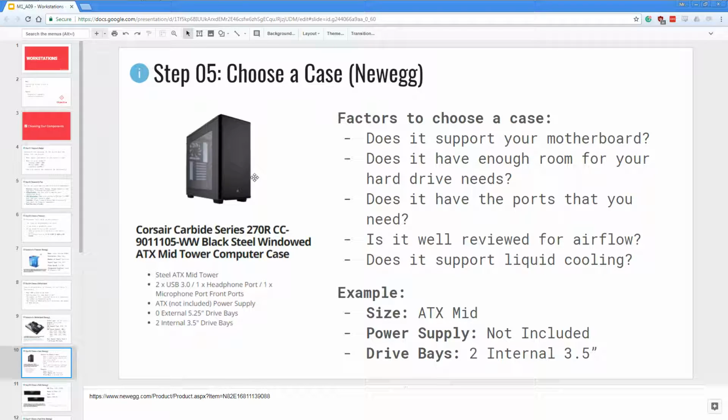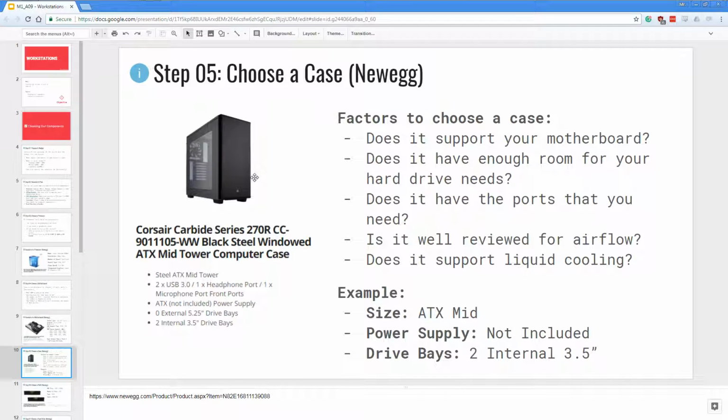Does it have the disk drive bays where you can put your hard drives? Does it have the ports that you need on the outside? Does it have USB ports? Does it have maybe a microphone jack or a headphone jack? Is it well reviewed for airflow? If you're not planning to get liquid cooling, you might want a case that is well reviewed so that air goes in and out really well. Lastly, does it support liquid cooling? Does it give you enough space to install liquid cooling systems in your computer?